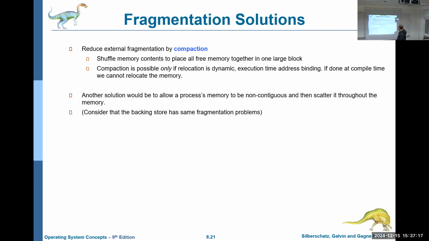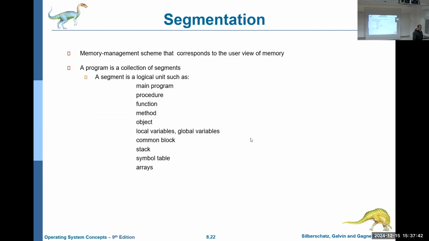Consider that the backing store has the same fragmentation problems. If you store a file on the disk, you put one file in one place, the next file in another place, the next in another. Now you delete this file and you have a space there. Now you want to store a big file, but you can't fit it in there, and you can't fit it beneath. So you have the space, but you can't use it. So again, you have the same issue with files on the hard drive. So we have 2 solutions, and one is called segmentation, and the other is called paging.